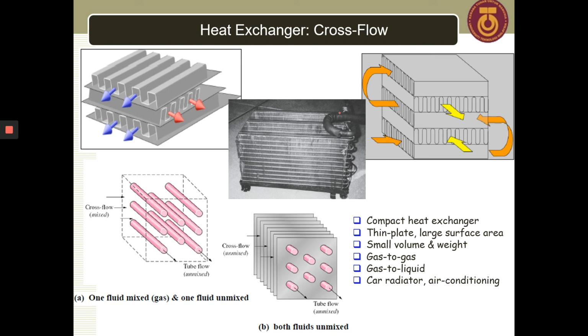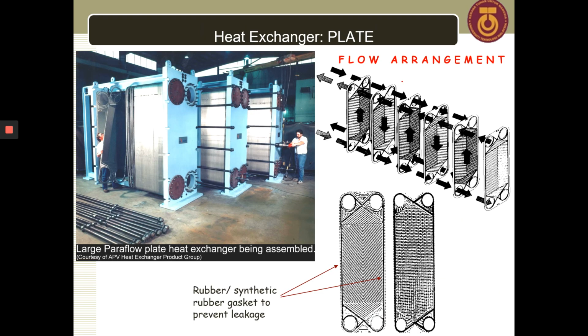Besides shell and tube, you also have the cross flow heat exchanger, for mixed and unmixed, or both unmixed. This type of heat exchanger is normally smaller and compact. It is used for gas to gas or gas to liquid, and it is normally used for car radiators and air conditioning.